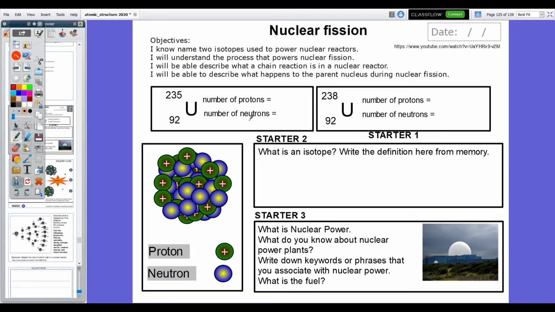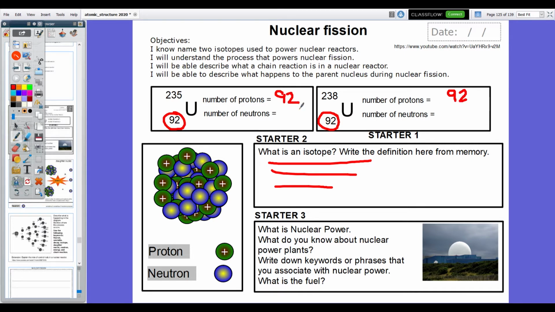Okay, the isotopes. These are two isotopes, 235 and 238. I'm not actually going to write it in here, but what is an isotope? It is an atom or a nucleus with the same number of protons but a different number of neutrons. And these are isotopes because they both have 92 protons, which is here.